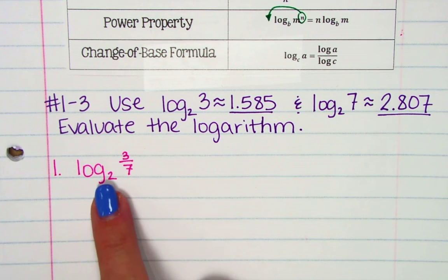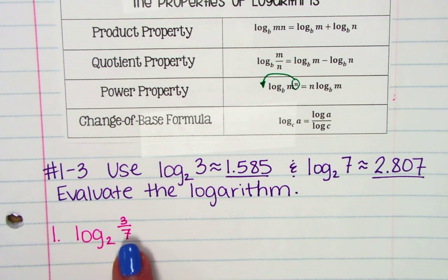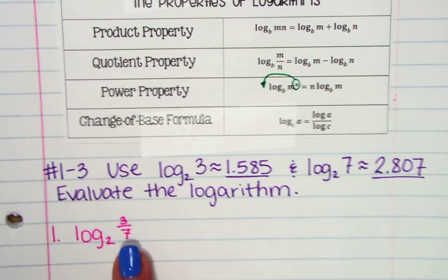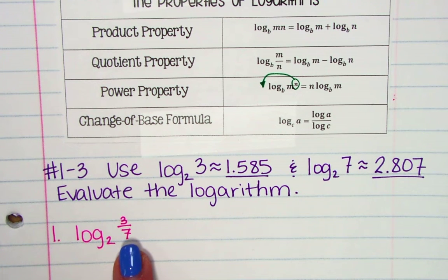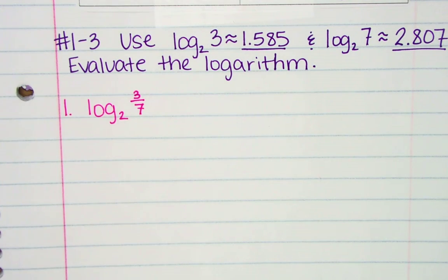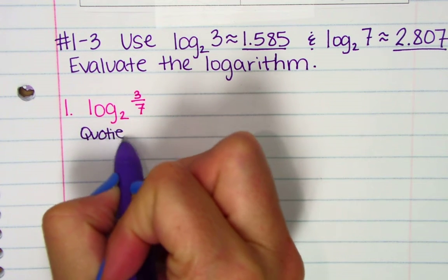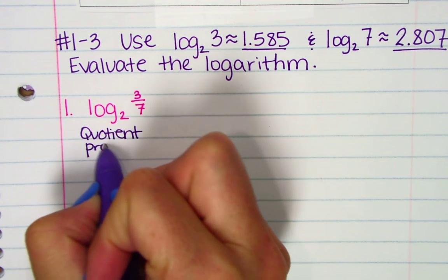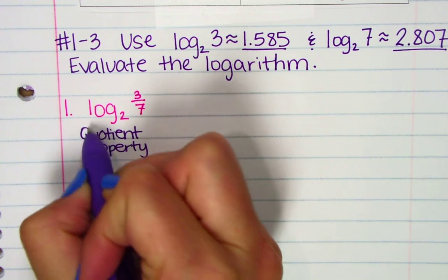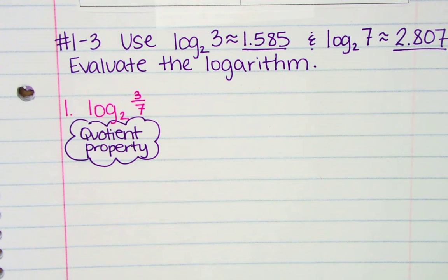So log base 2 of 3 over 7. Which of these three properties are they using here when they have 3 over 7? Product, quotient, or power? Quotient. They're dividing. We're going to use the quotient. So I'm going to make a little note for myself. This is the quotient property. You can tell because they divided.